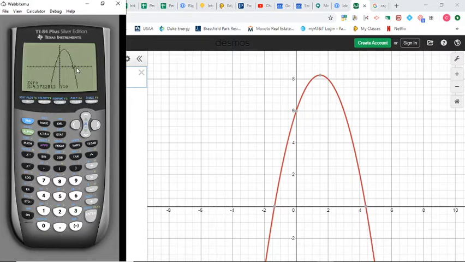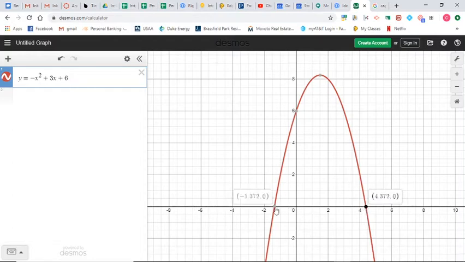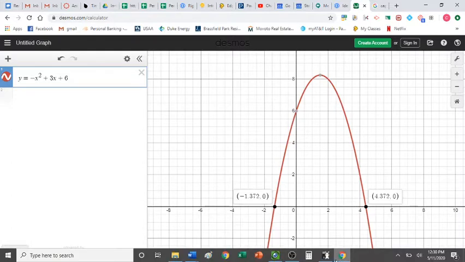4.37, or that is also the point 4.37 comma 0. Okay, so that's how you find zeros on your calculator. On Desmos, again, after you type it in, it already highlights your zeros. So you can hover over it or just click. So I can just go ahead and click on my zeros and bam, I already know my zeros. So there you go. My two zeros are at the points negative 1.37 comma 0 and 4.37 comma 0.